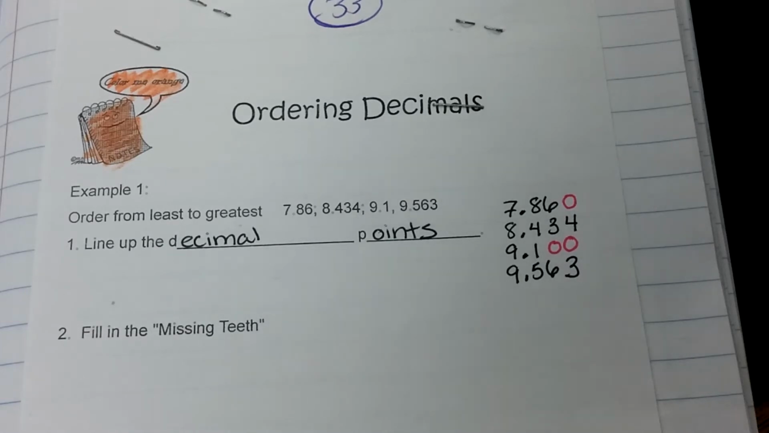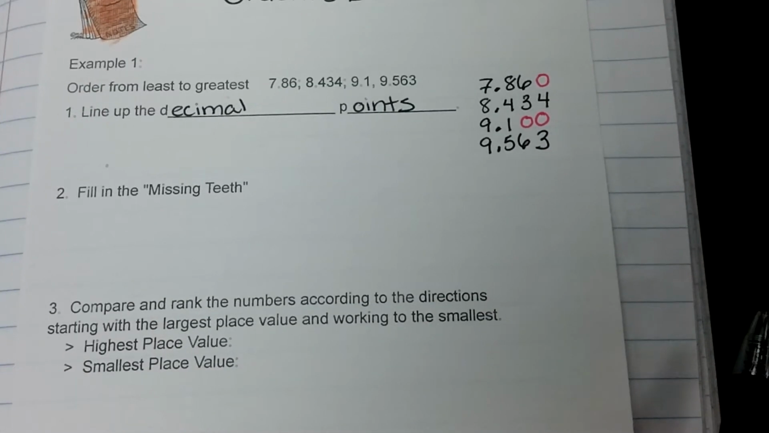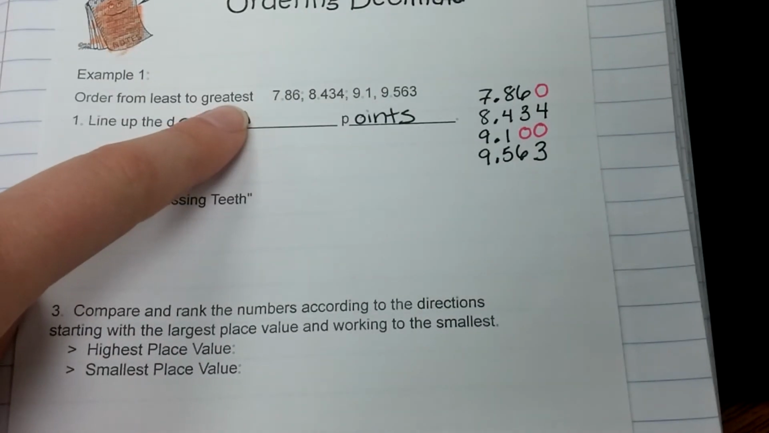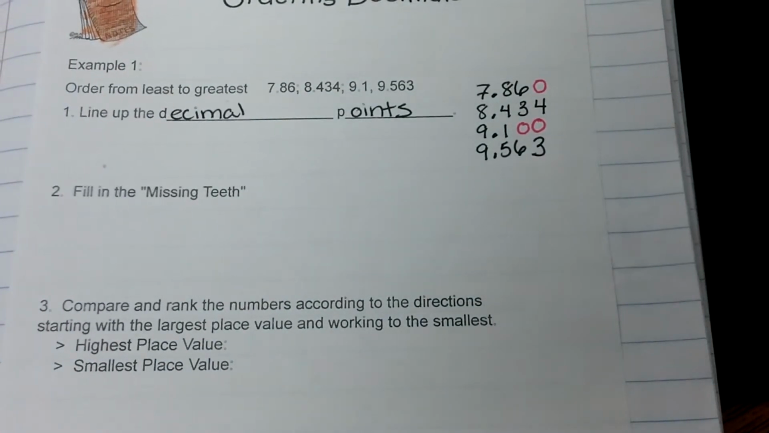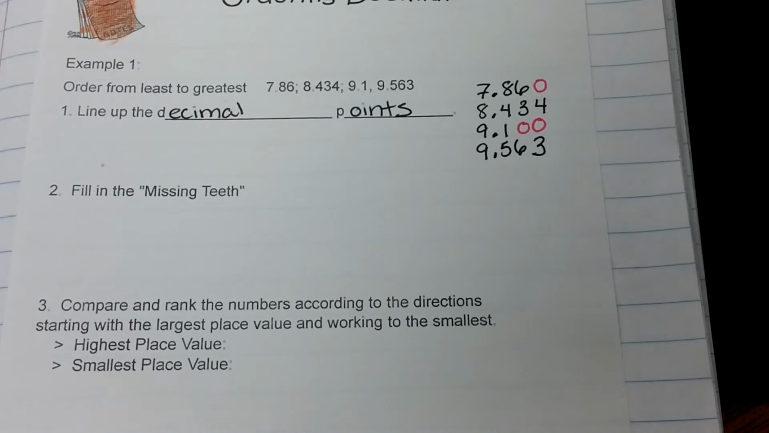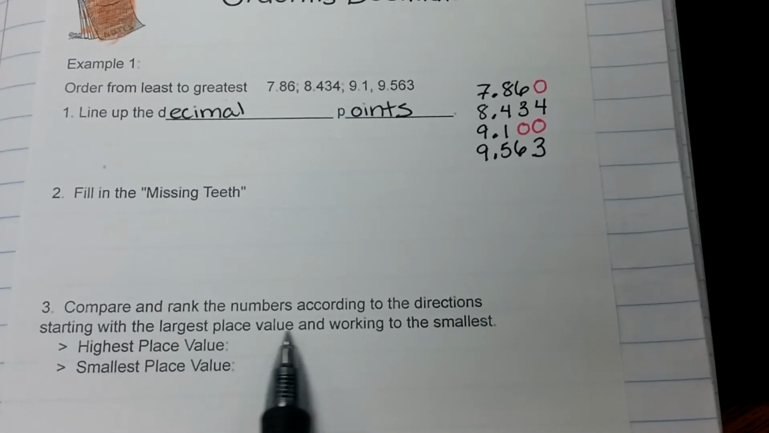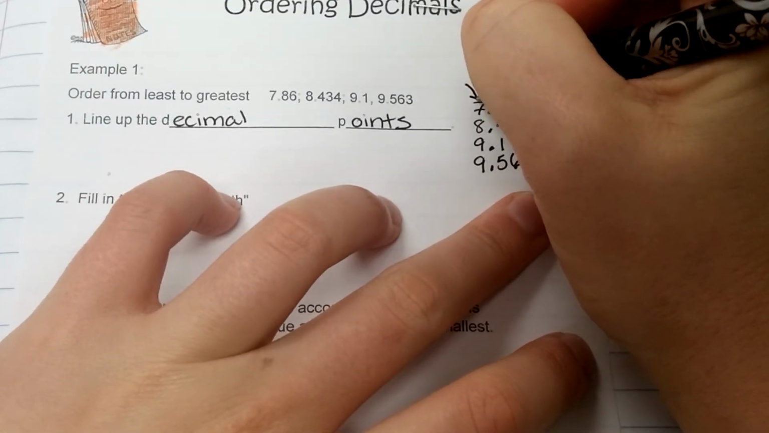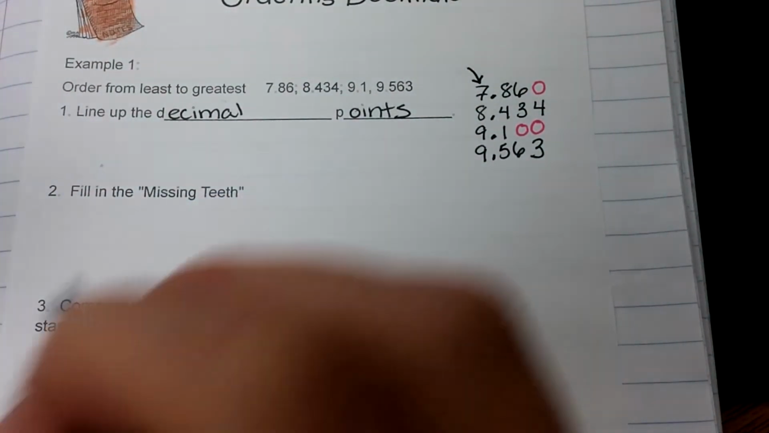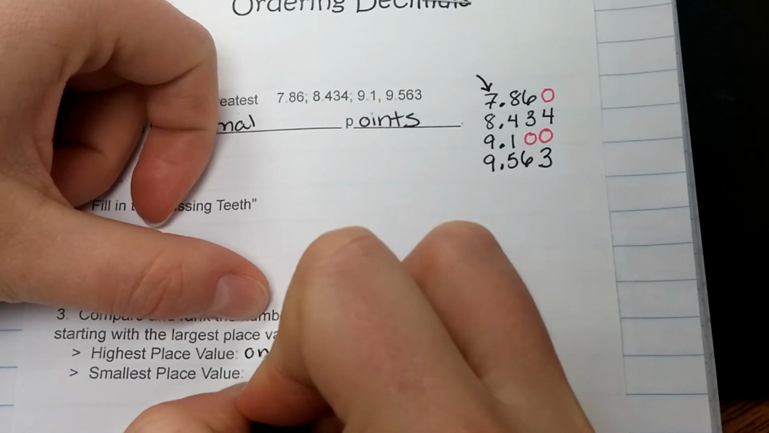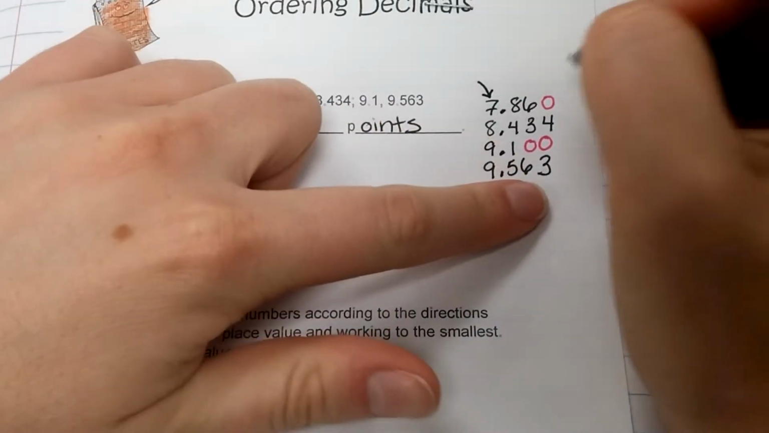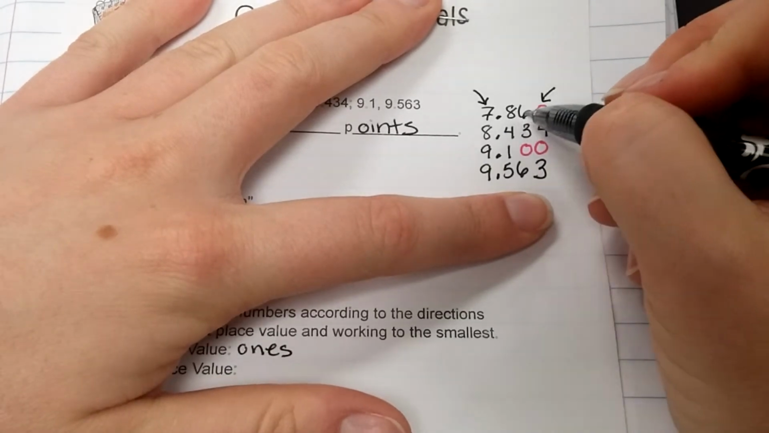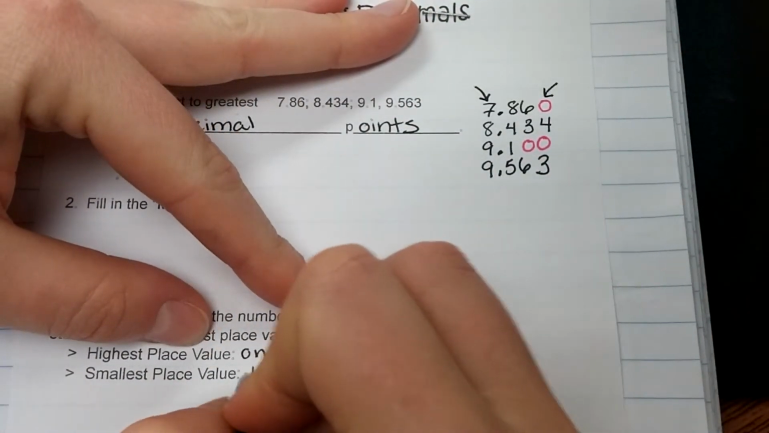Alright, number 3, it says compare and rank the numbers according to the direction. So our direction said least to greatest, meaning we're starting with the smallest, and then we're going to the largest. We start with the largest place value and work to the smallest. So the largest place value is right here, that's the ones place. So the highest place value is the ones. And the smallest place value is this column right here, and that's the tenths, hundredths, thousandths place.